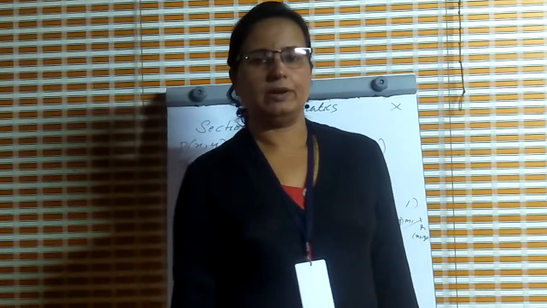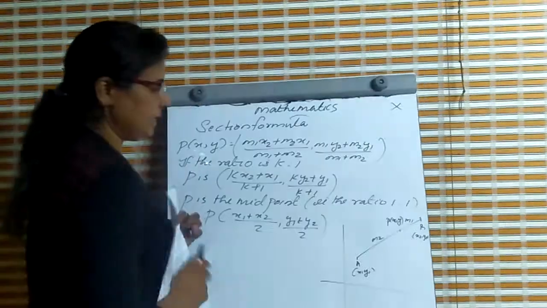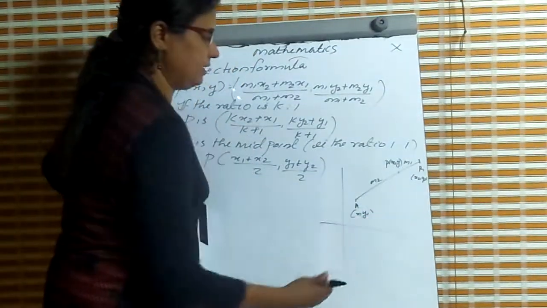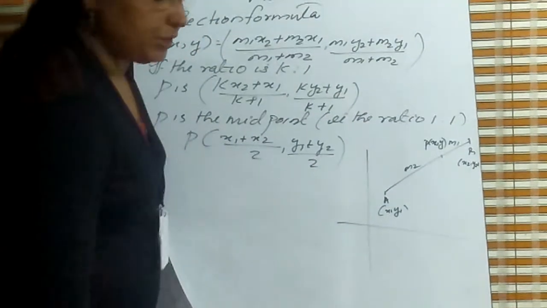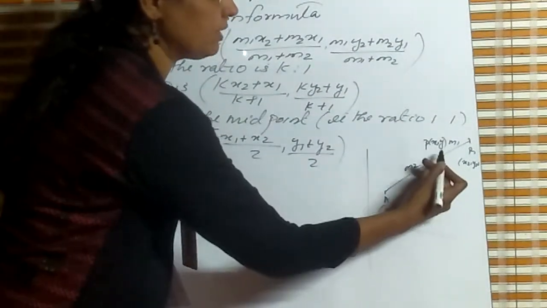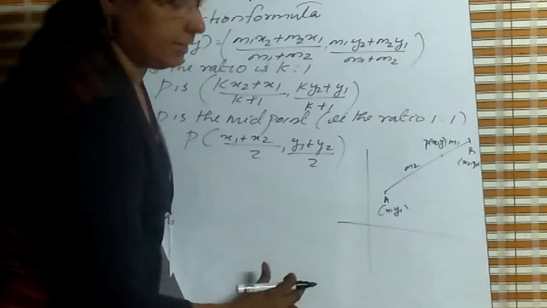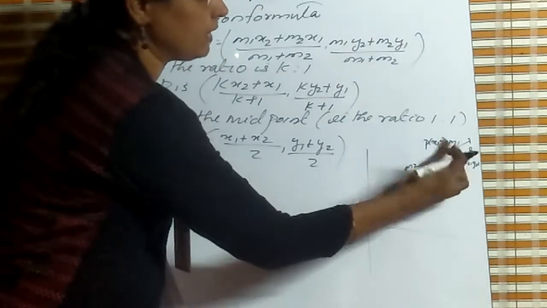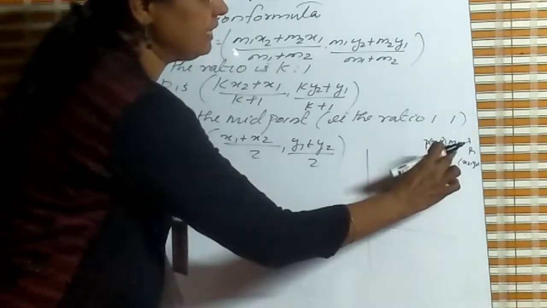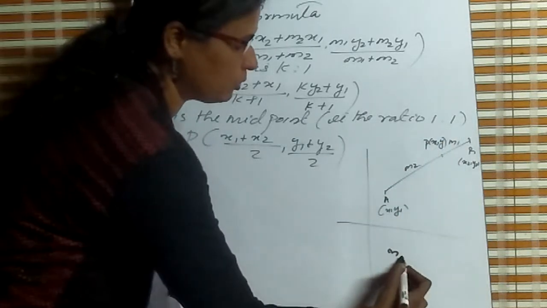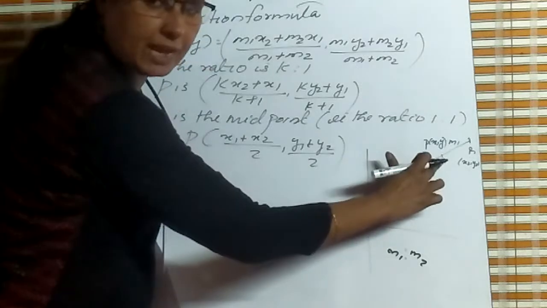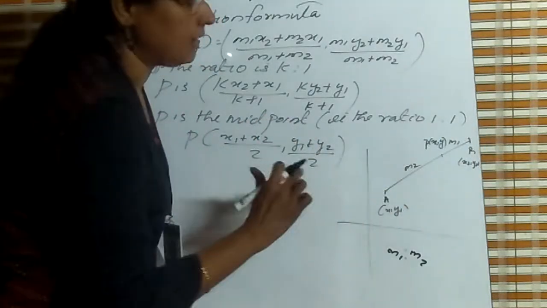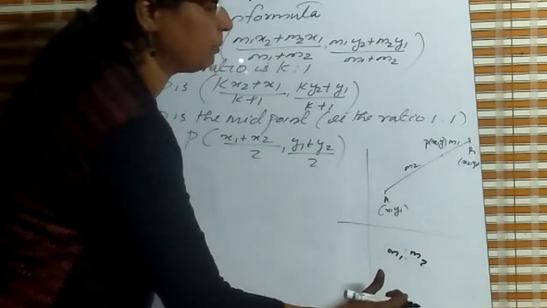Morning children. Today we are going to study the section formula. Look at the board. Let AB be a line. A is the point (x1, y1) and B is the point (x2, y2). And P(x, y) is any point on this line. This point P(x, y) divides this line in the ratio m1 is to m2.